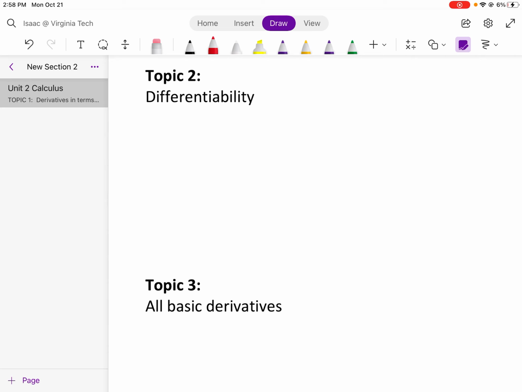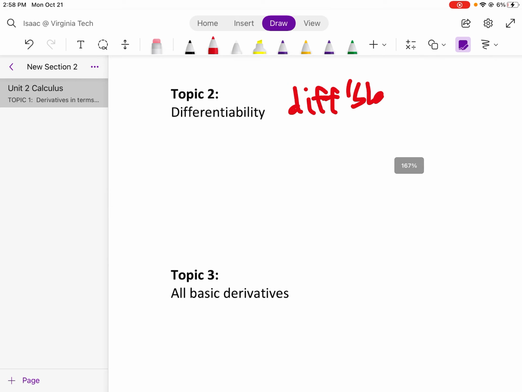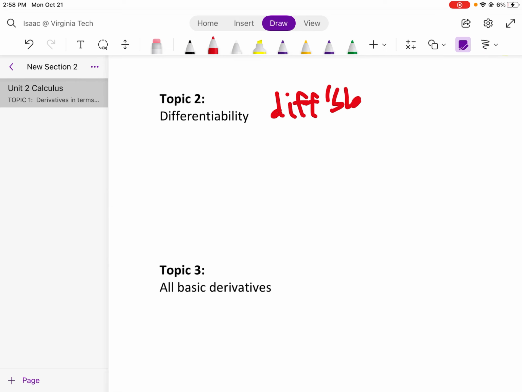Differentiability. A good way to abbreviate things, it's good to abbreviate things sometimes. We're just going to say diffable. If it's differentiable, what would that mean? Well, the slope from the left must equal the slope from the right. So we'll just say this. The slope from the left must equal the slope from the right.